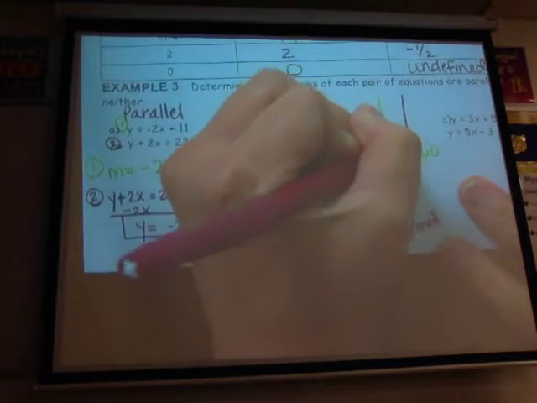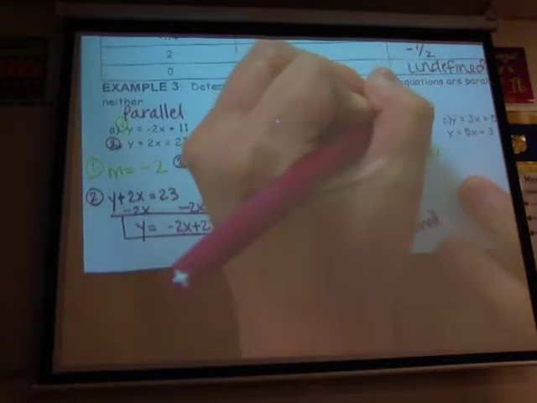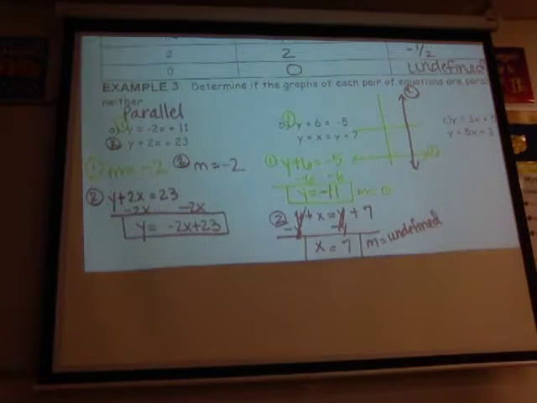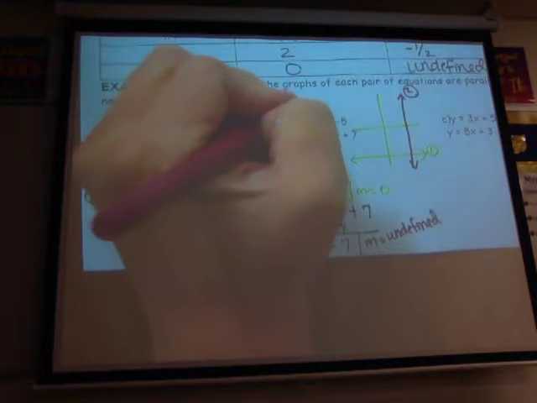If I were to plot that on a graph, it would look like this. So my question is, are they parallel? Are they perpendicular? Or are they not related? Perpendicular. They're perpendicular, because think about our table. The opposite of 0 is undefined. Anytime you have x equals a number and y equals a number, those are perpendicular. Okay? Question.